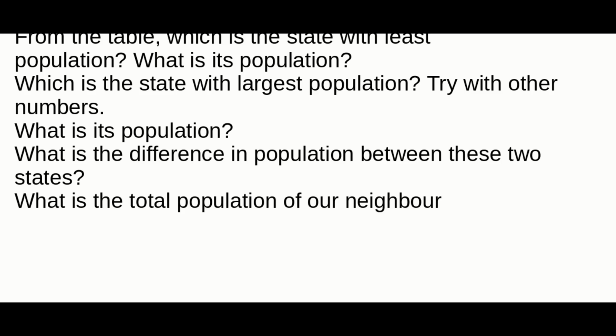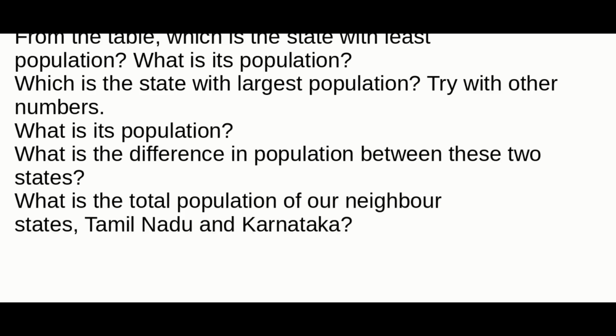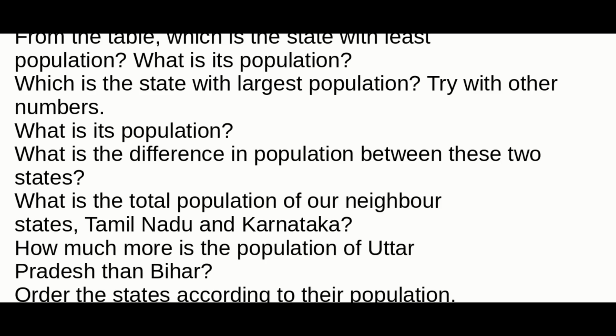Then what is the total population of our neighboring states, Tamil Nadu and Karnataka? Total population, and then you have to add the population of Tamil Nadu and Karnataka. That will be the answer. Then how much more is the population of Uttar Pradesh than Bihar? We know that Uttar Pradesh has largest population, so you have to subtract population of Bihar from population of Uttar Pradesh. Order the states according to their population. Then you have to write in the ascending or descending order of the population of these different states.